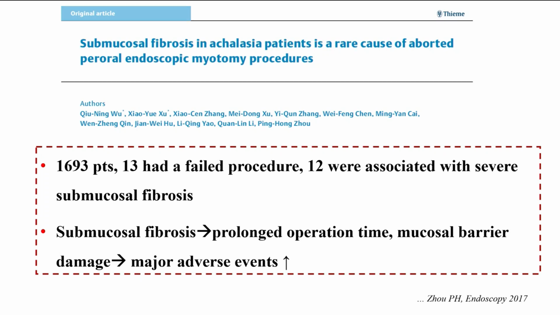POEM has been done for more than 15 years. How about the safety and efficacy of this procedure? From our data, among 1,300 patients, 13 patients had a failed procedure, and 12 were associated with severe submucosal fibrosis. Submucosal fibrosis in achalasia patients is a rare cause of failed POEM procedures. It can prolong the operation time and can damage the mucosal barrier. That means it can increase major adverse events.